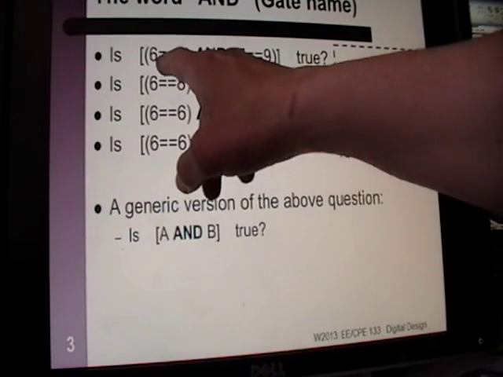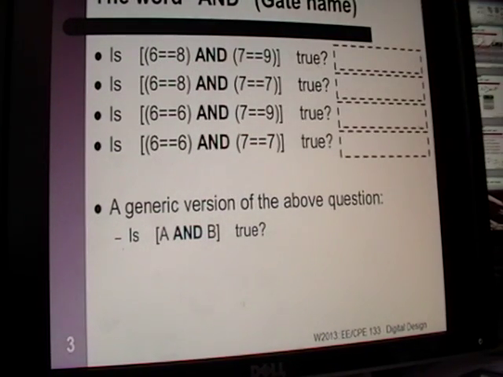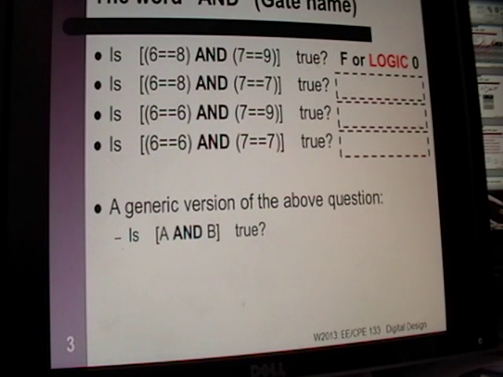If I say, is 6 equal to 8 and 7 equal to 9, what do you say? You say no. Okay? 6 isn't equal to 8 and 7 doesn't equal 9. So this is definitely false. And in digital, I'm guessing that you probably already have talked about zeros and ones. 0 represents false. Okay? It doesn't mean 0 volts. It doesn't mean 12 volts or 15 volts. It doesn't mean 3 volts. It means the 0 is just a representation of false.